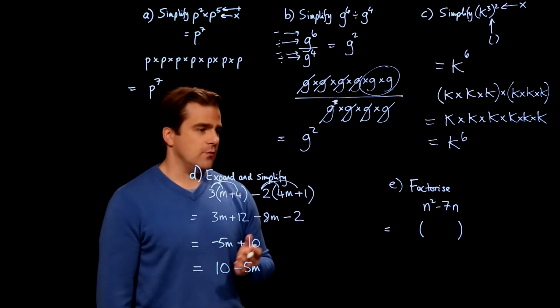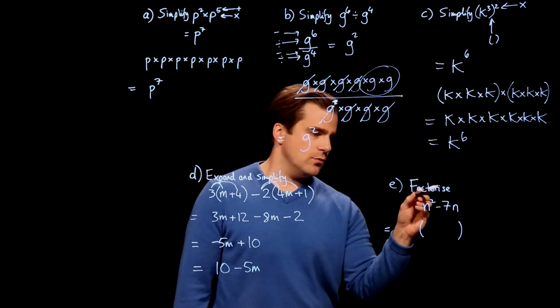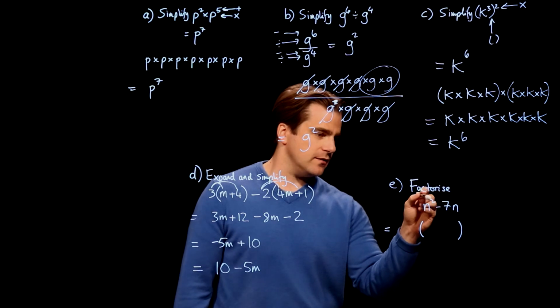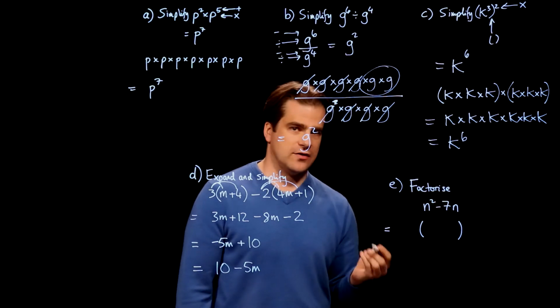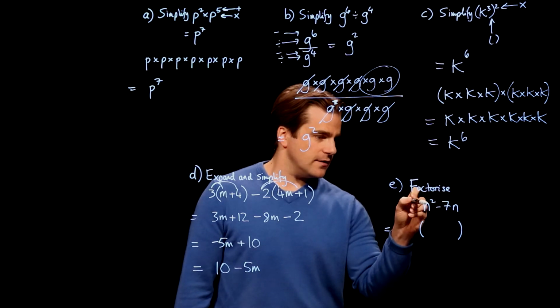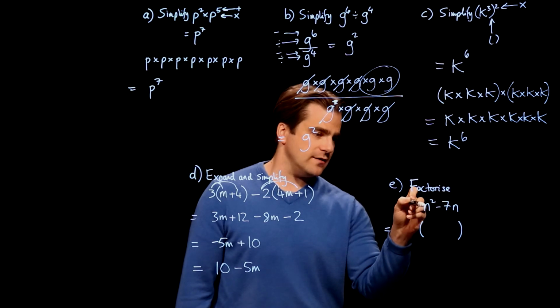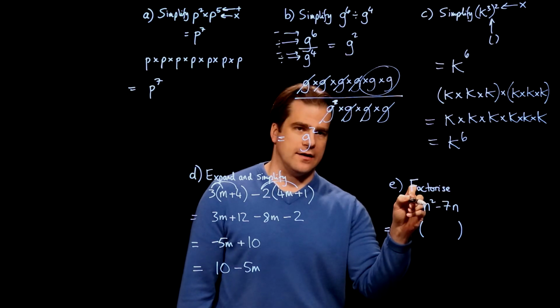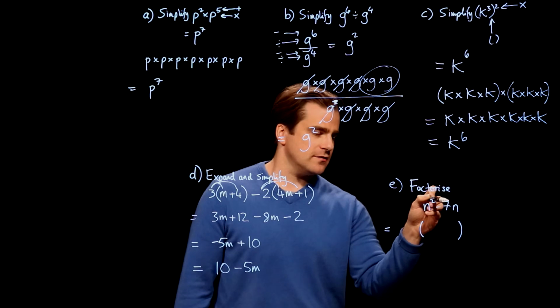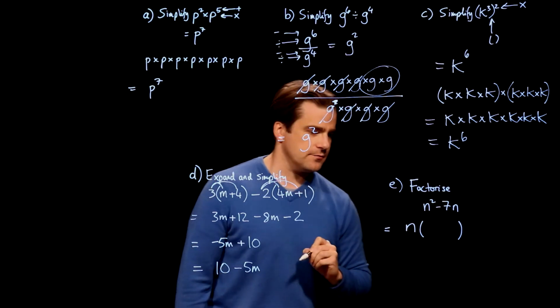So what do I mean by that? Well, you have to write here whatever both that term and that term contain. And we can see that this term has an n in it. This has got two n's in it, but it's still got an n in it, so it's got two of them. So the common term is n. So that's what we're going to pull out and write there.